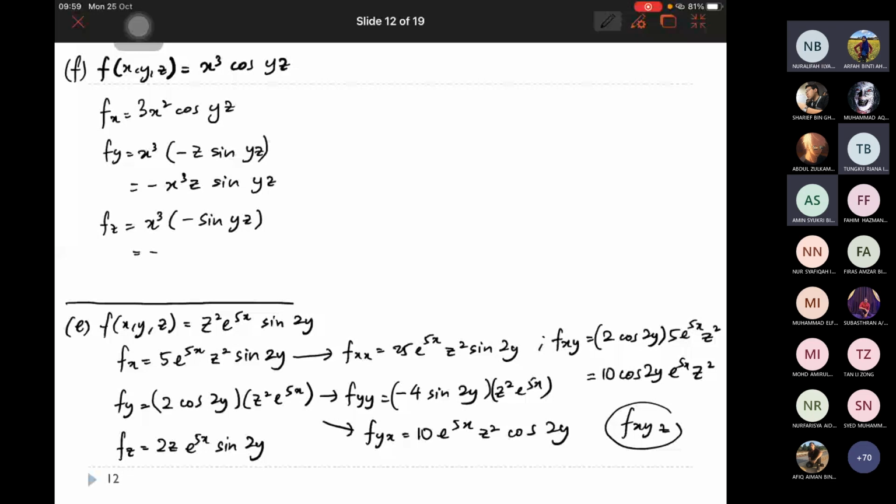Okay. So the same goes for z. Dia akan dapat negative y. Okay, negative y sin yz. So you are going to have this answer equal to negative x cube y sin yz. Okay. So dapat ada soalan tak lagi so far? Thank you tadi siapa yang beritahu.